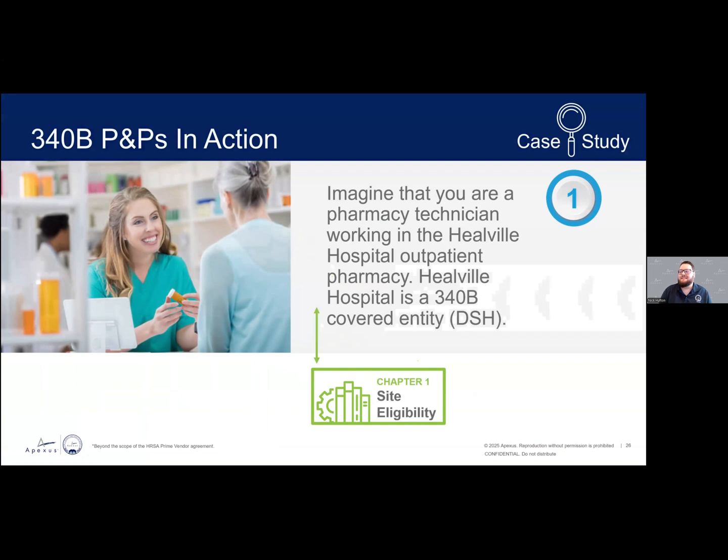So in the first part of our case study, we know that Hillville Hospital is a 340B covered entity. So that would tie into the site eligibility chapter of the policies and procedures manual, where, like Shamrose covered, important program registration documents would be listed, and would be a record there, along with the locations where 340B drugs are dispensed or prescribed. If the outpatient pharmacy that you're working at here in the case study participates in the 340B program, it would be listed as one of those entity-owned pharmacy locations within the policies and procedures manual. And it would also be listed as a ship-to location on 340B OPAIS.